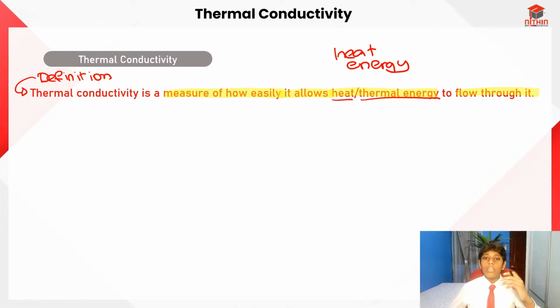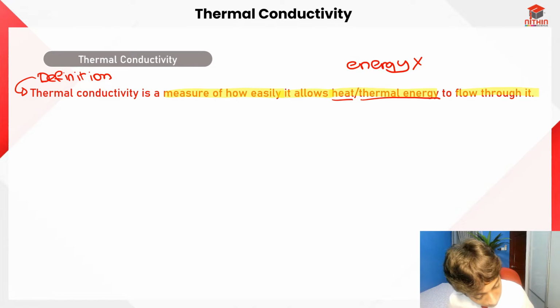You can use "it allows heat to flow through it", or you could use "it allows thermal energy to flow through it", okay? So please do avoid using heat energy. Such as "this material gained heat energy", that is wrong. "It gained thermal energy" is right, "it gained heat" is right, okay? So do not use heat energy. That's a big no-no, right?